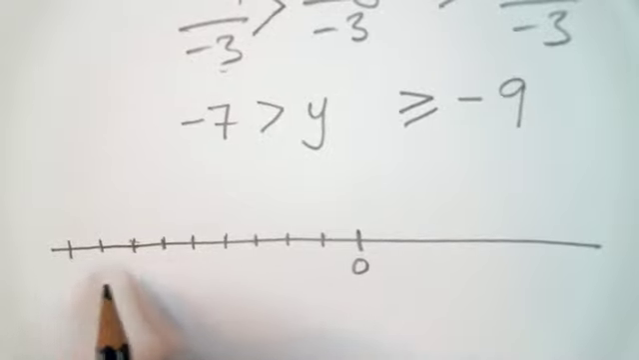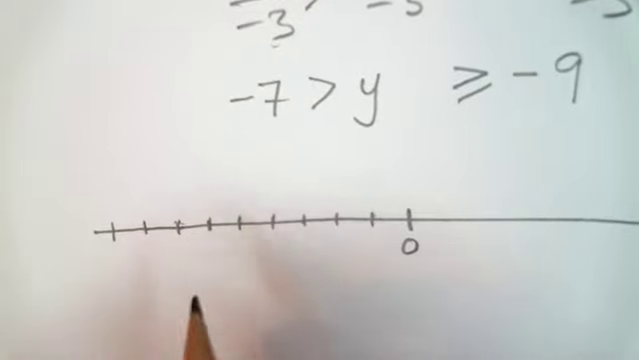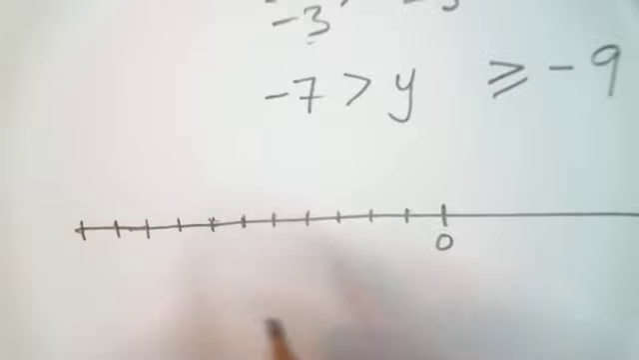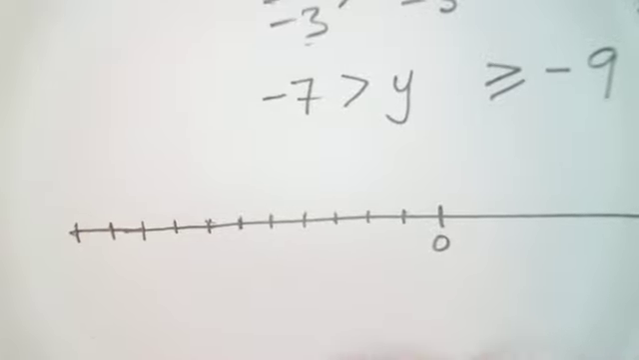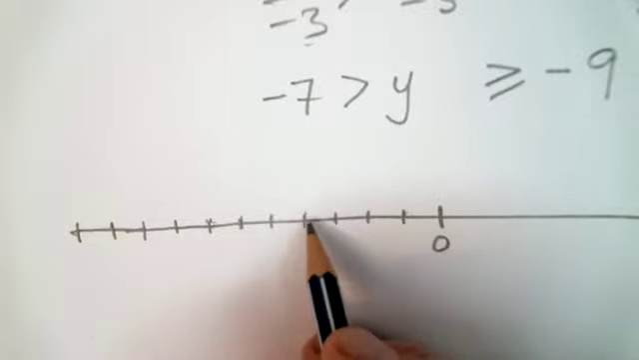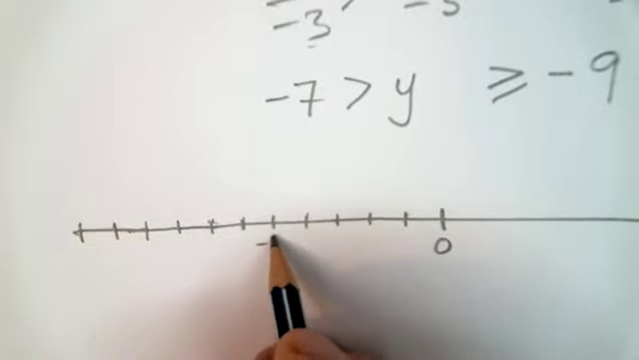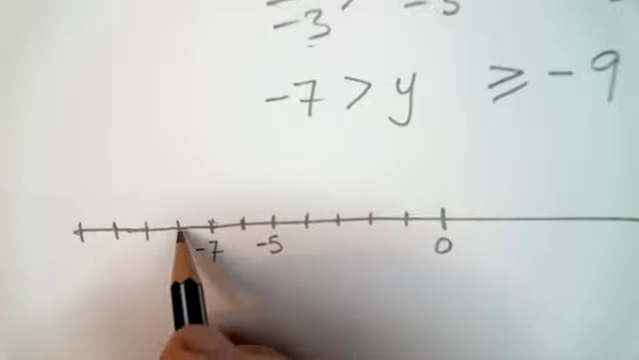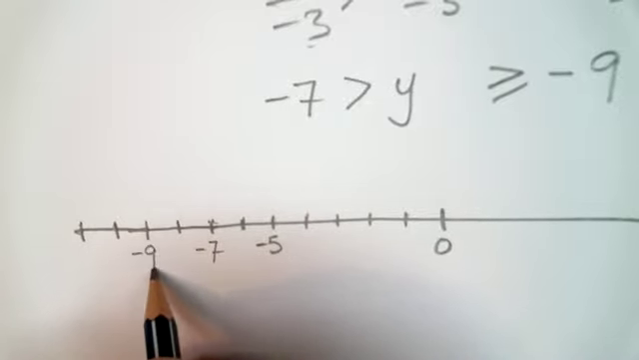I didn't have to do that. I could have started this at negative 5 or something, but I'm just going to do it so you can see where everything is in relation to the 0 here. So we've got negative 1, negative 2, 3, 4, 5. I'll put negative 5 there. Negative 6, negative 7 is my negative 7. 8, 9 is my negative 9, and so on.